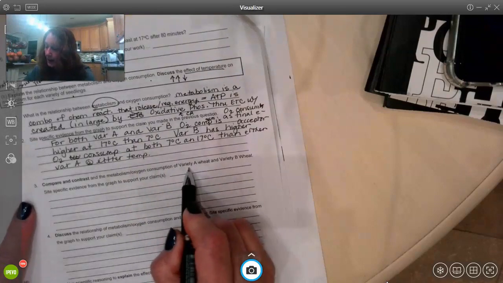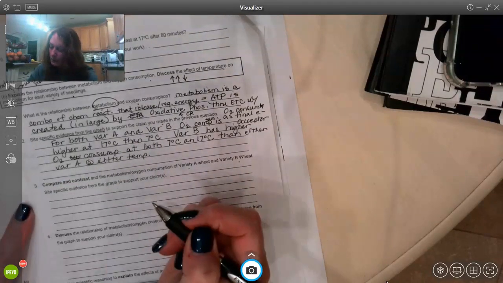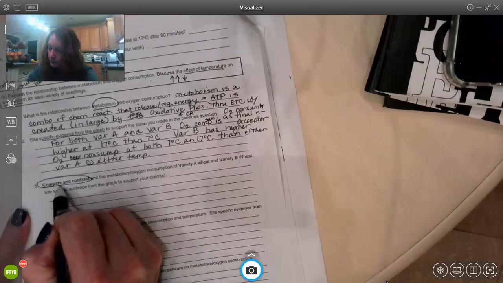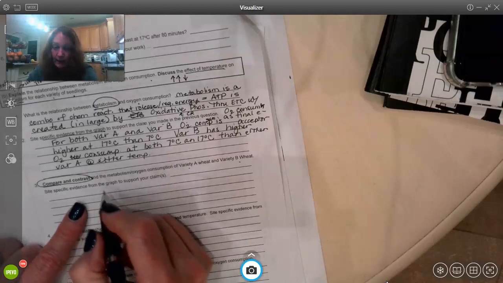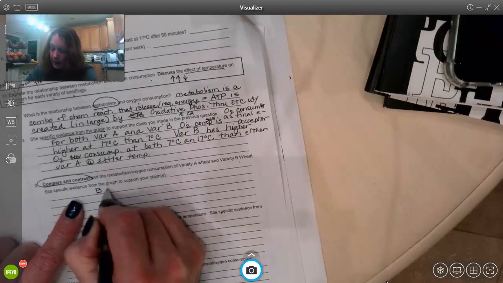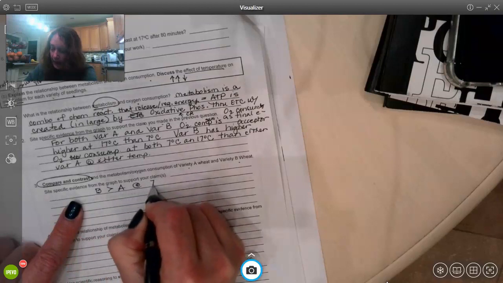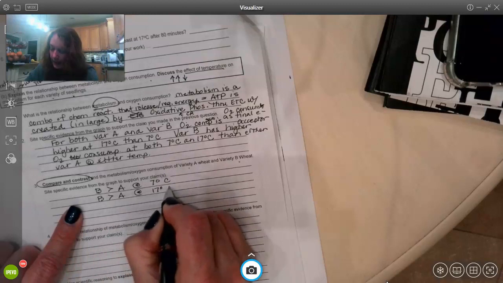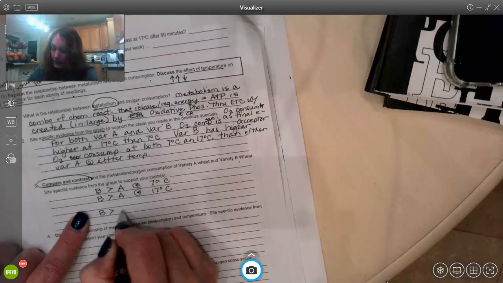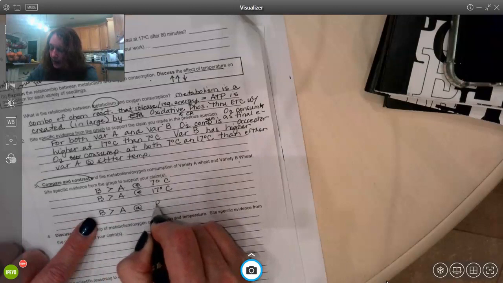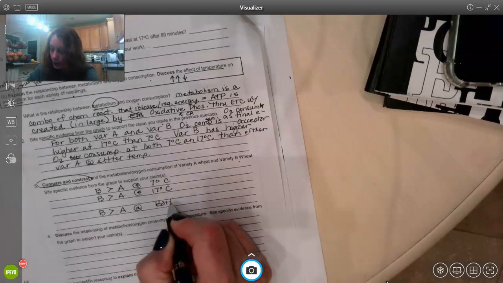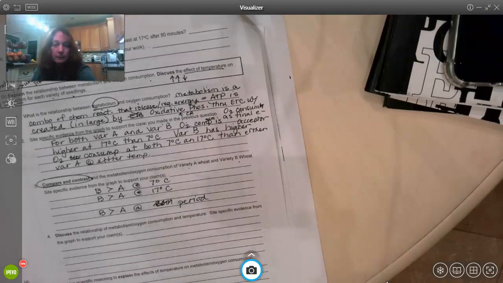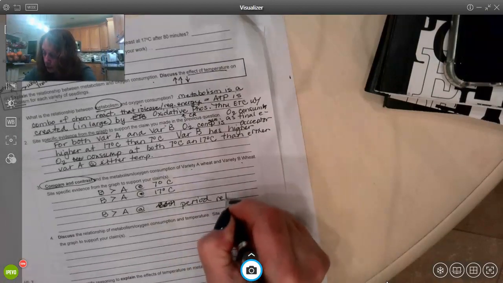Compare and contrast A and B, we did that. I don't know what they're wanting there. So I guess what I could say here is B is higher than A at 7. B is higher than A at 17. B is higher than A at both. How about just period? Regardless of temperature. How about that?